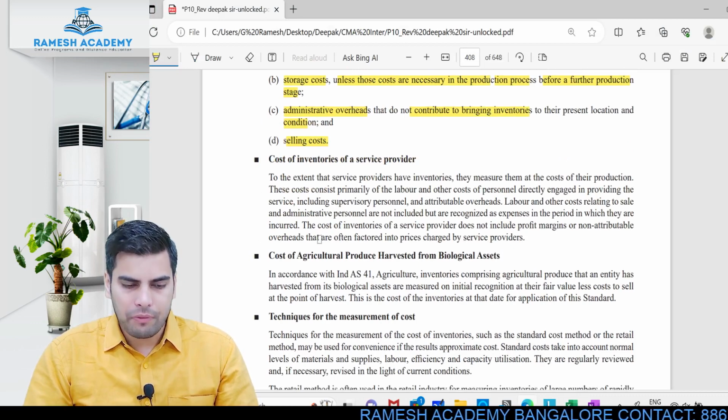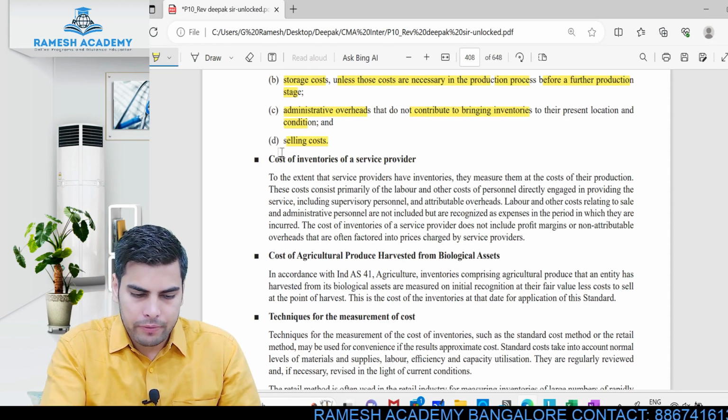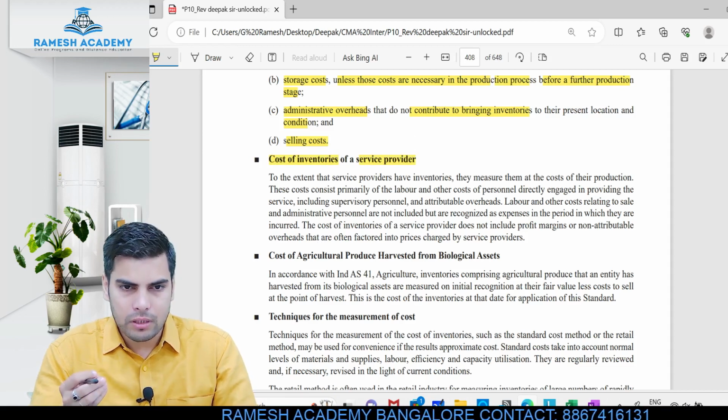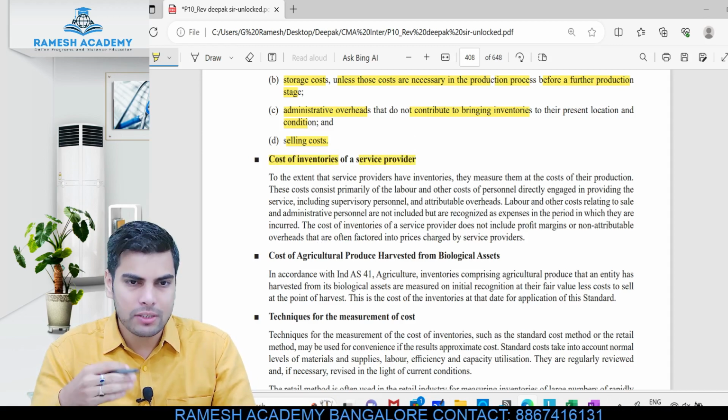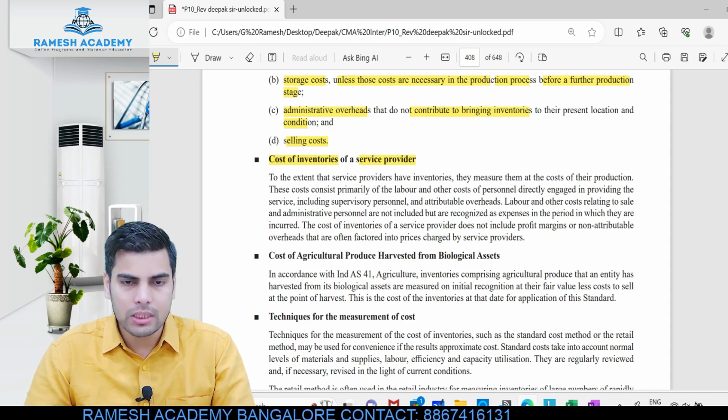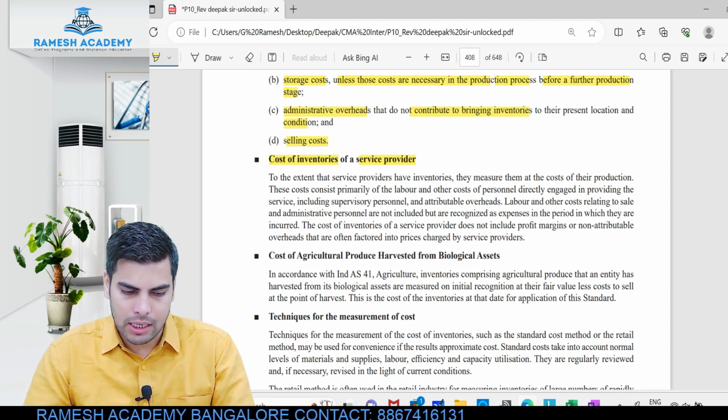Okay, so after this, cost of inventory of service provider. If a particular person is a renderer of services, he's not selling goods, he's rather rendering services. At that point of time, how exactly do you value his inventory? So let's understand this.